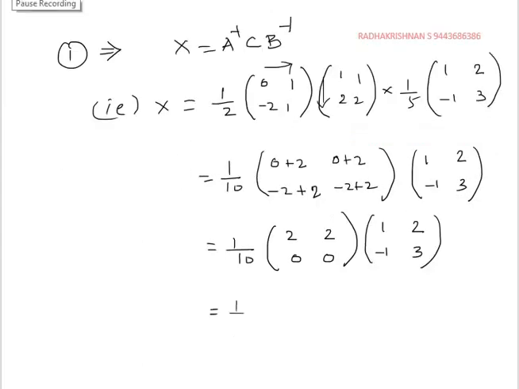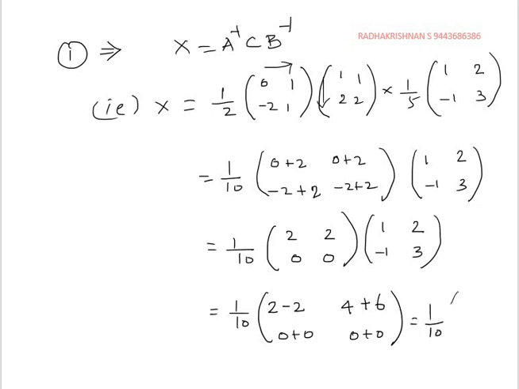That is 1 by 10. If I multiply 2, this is minus 2. Then first row with the second column: 2 2s are 4 plus 2 3s are 6. If I multiply with 0, 0 plus 0. Again 0 plus 0. Therefore the answer is y equal to 1 by 10 0 10 0 0.